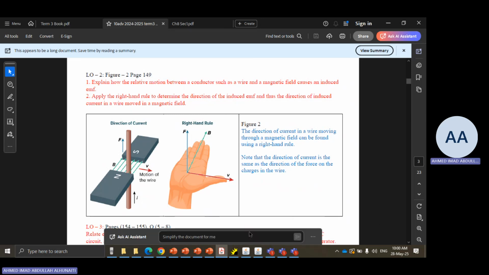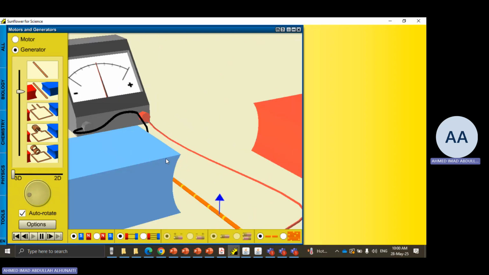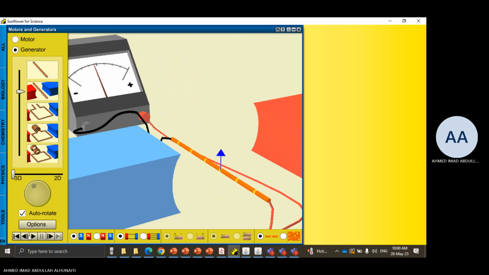So let's see if we can determine the direction of the current in this simulation here. We'll click pause here. Maybe go back in time just a bit. Okay, so here we have the simulation illustrating a wire moving through a magnetic field. The red pole here represents a north pole and the blue pole represents a south pole.